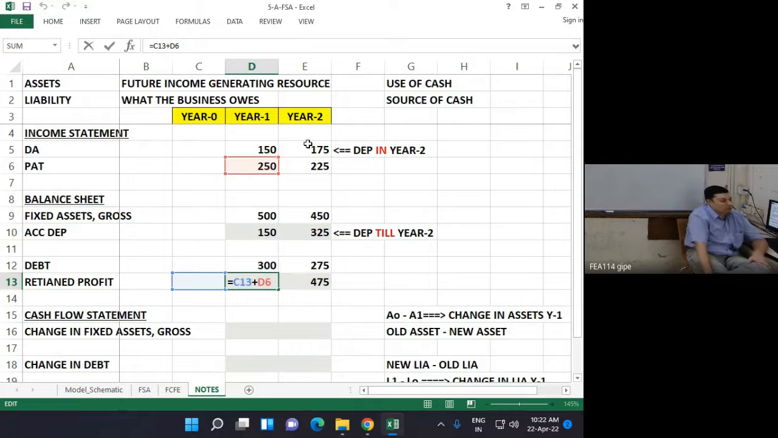Retained profit is what? Profit minus dividend paid. अगर आपने कोई dividend दिया है, तो उसके बाद जो बचा amount है वो retained profit. अगर आपने zero dividend दिया है तो 100% profit will be paid.